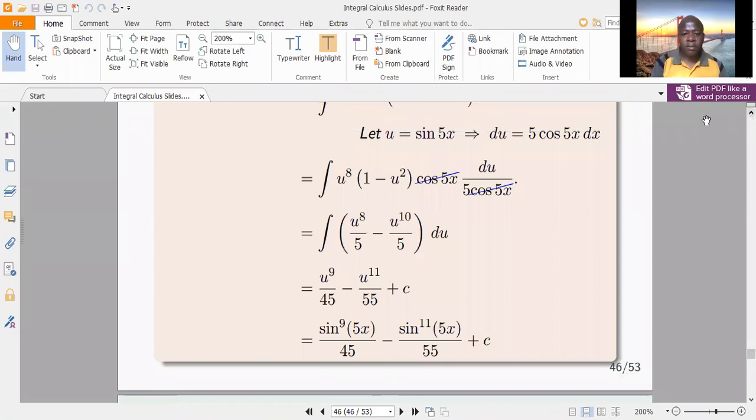That's how we do integration of a product of sine and cosine, where the exponents are either all of them odd or one is odd.